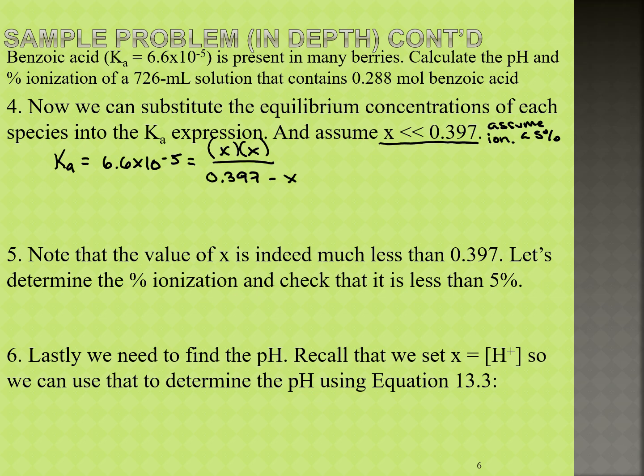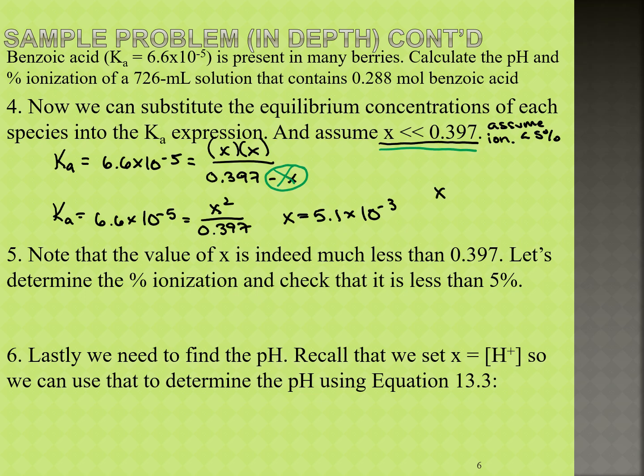If we're going to assume this, then we get rid of that factor there. This simplifies to Ka, 6.6 times 10 to the minus 5, equal to X squared divided by 0.397. We can then calculate through and find that X is equal to 5.1 times 10 to the minus 3. Notice that our X is also our H+ concentration.